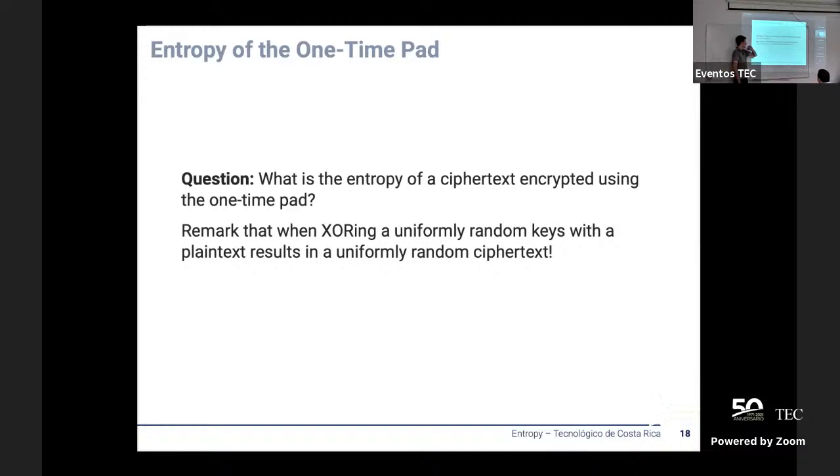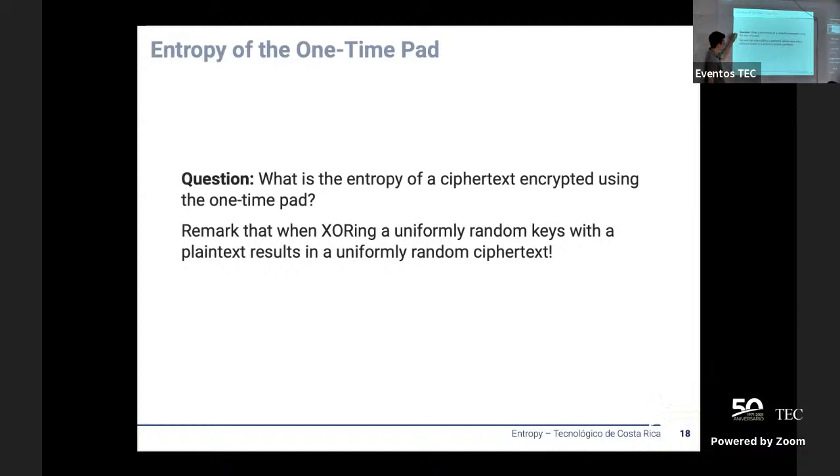Okay, so let me explain this remark. When XORing a uniformly random key with a deterministic, so not random at all, plaintext, we get a uniformly random result. So if we have some fixed value and we XOR it with a uniformly random value, the outcome will again be uniformly random. And that's why, when we have uniformly random data, where every outcome is equally likely to occur, we hit the upper bound of entropy.